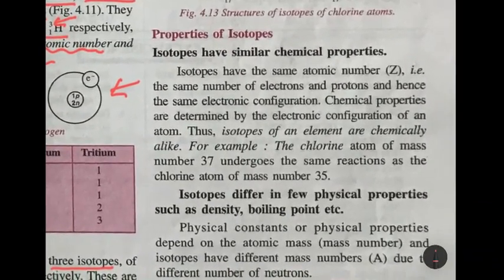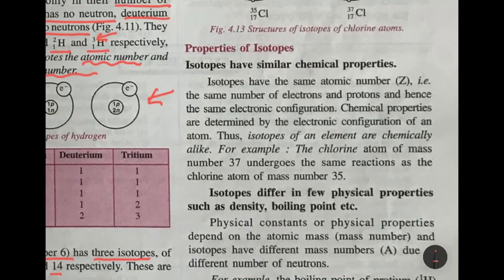Now, moving on to the properties of isotopes. Isotopes have similar chemical properties, like I already told you. Why?